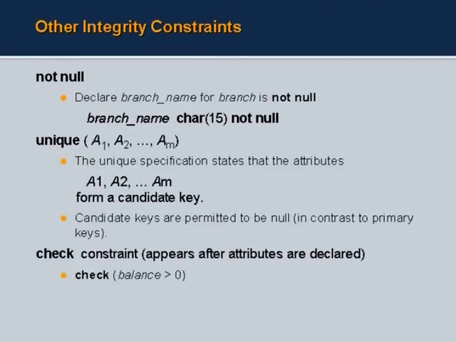And depositor has two different foreign keys. Account number references account and customer name references customer. And the other integrity constraints are not null, which we saw, unique, which specifies that the attributes together guarantee a unique value. It's a candidate key, right? And they are allowed to be null, no restrictions on that. Whereas primary key attribute values are not allowed to be null. Once you say it's primary key, nulls are not allowed.